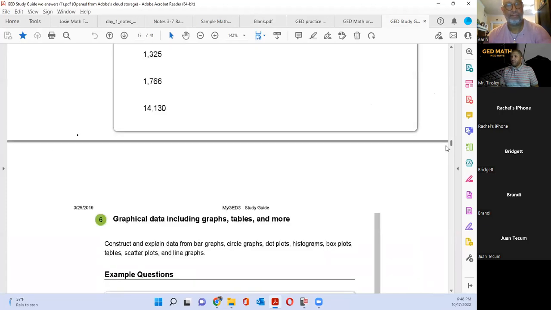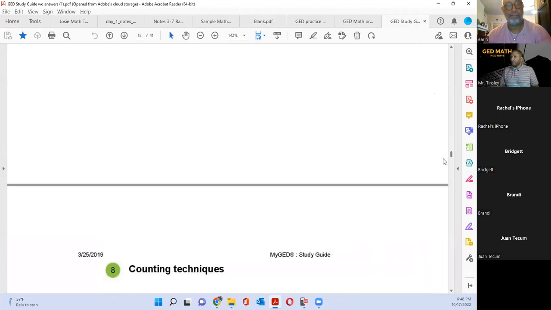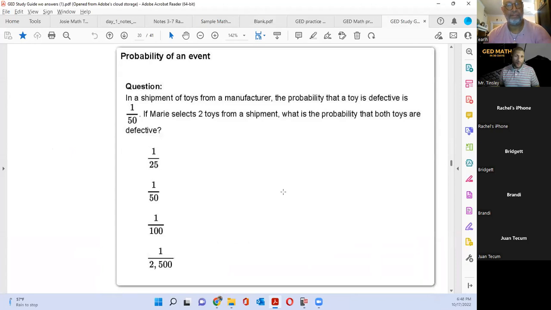And listen, in my class, I gave this question about 2 years ago and nobody got it right. Let's see if we can figure this out. In a shipment of toys from a manufacturer, the probability that a toy is defective is 1 out of 50. If Mary selects 2 toys from a shipment, what is the probability that both toys are defective?